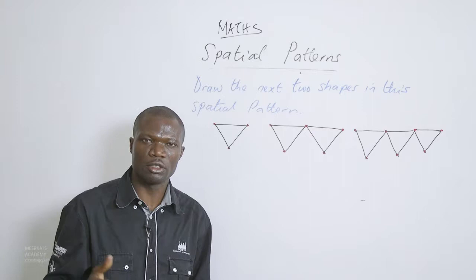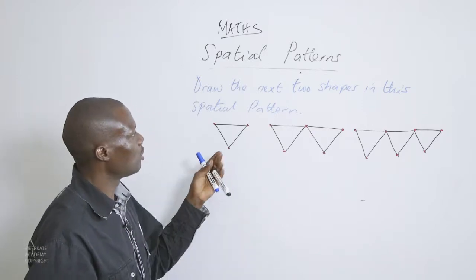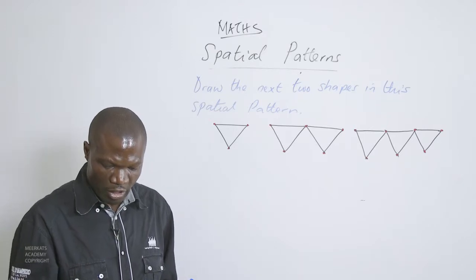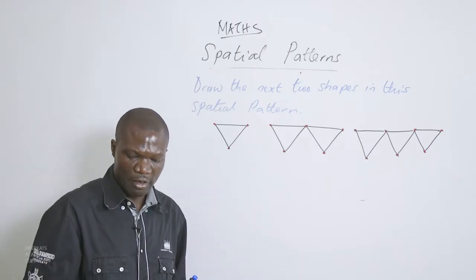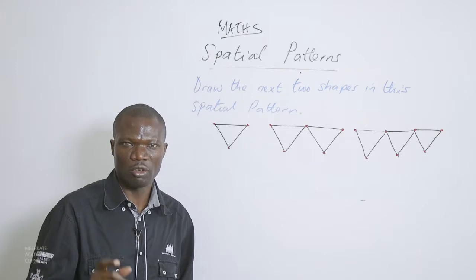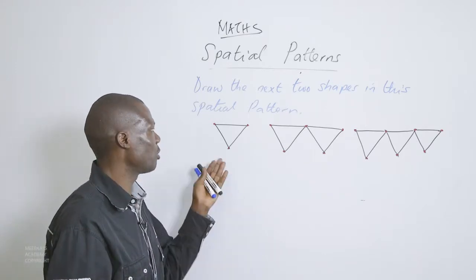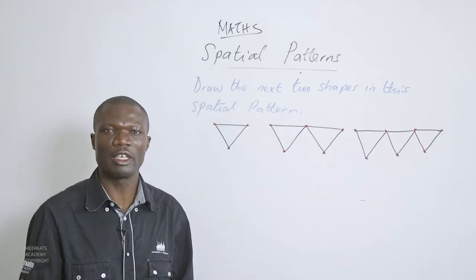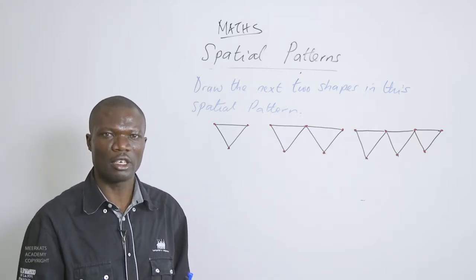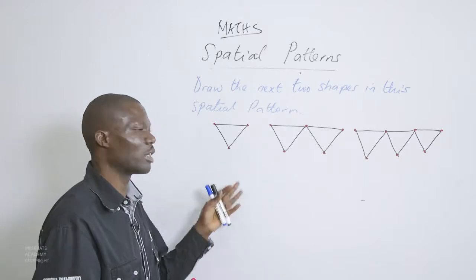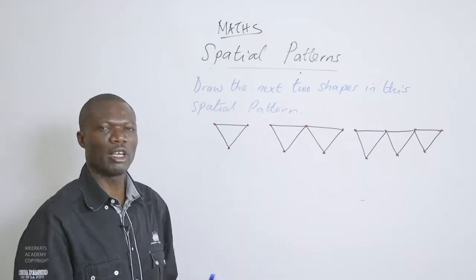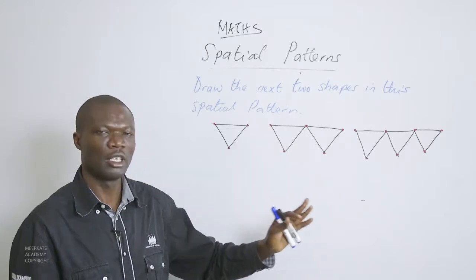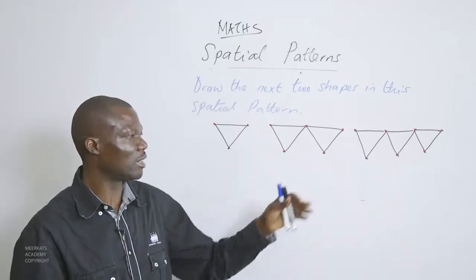So we are asked to draw the next two shapes in this spatial pattern. For us to come up with that, first we need to know how many sticks are being used to make one pattern. The first pattern that we have is an ordinary triangle. A triangle has got 3 sides, and therefore it has got 3 sticks. The second one is 2 triangles with a total of how many sticks? These are 6. Then we have the other one with the 9 sticks.